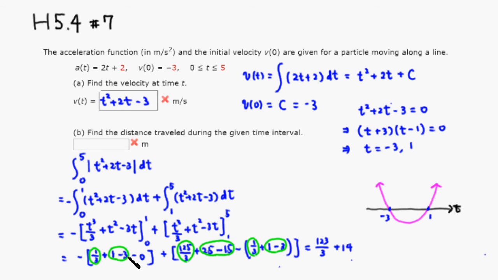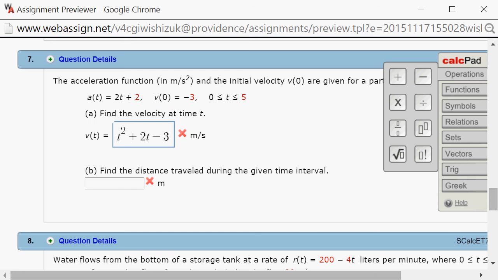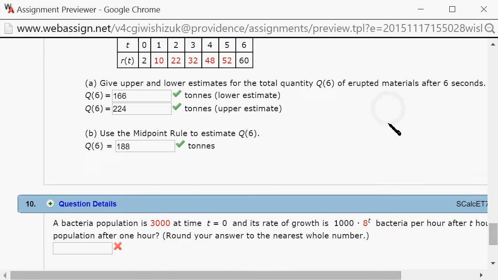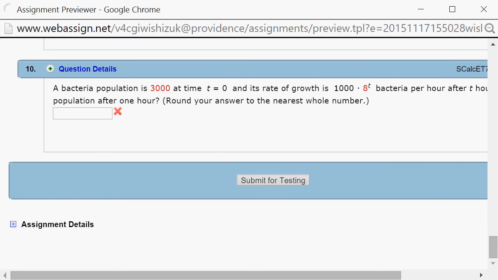Everything else doesn't do anything. I'll take the common denominator, 3: 123 over 3, and 14 is the same thing as 42 over 3. Then add them up: 165 over 3. So let's type it in, 165 over 3. Alright, so let's submit for testing.